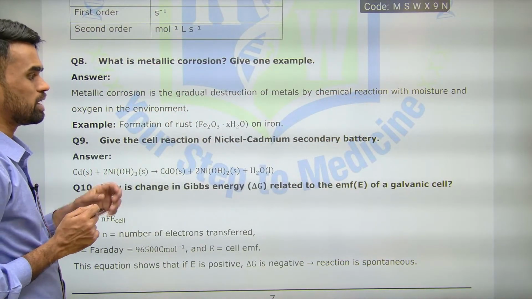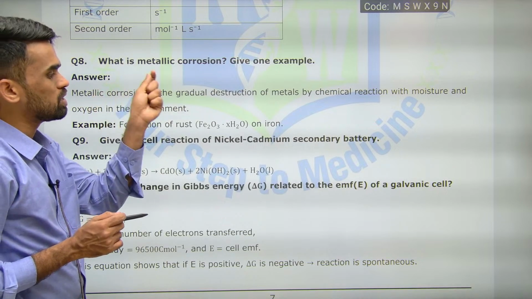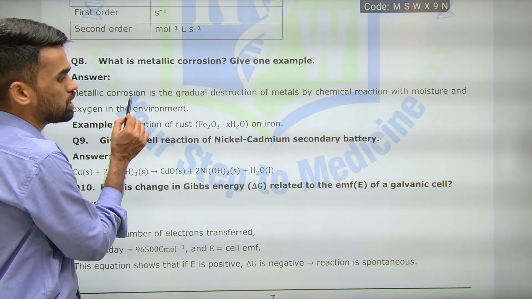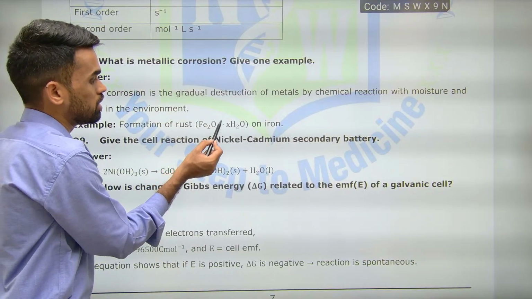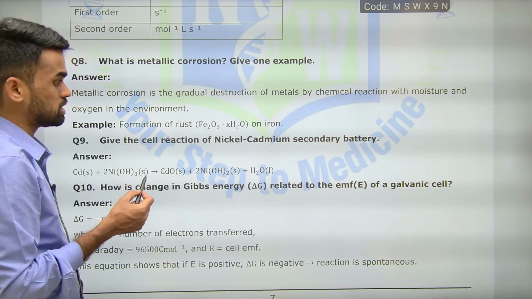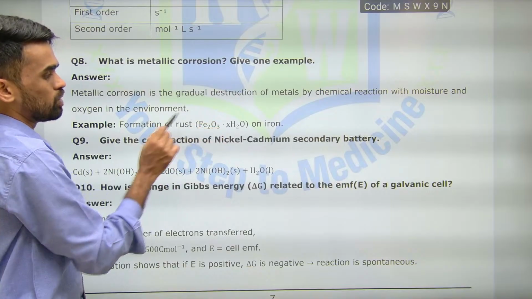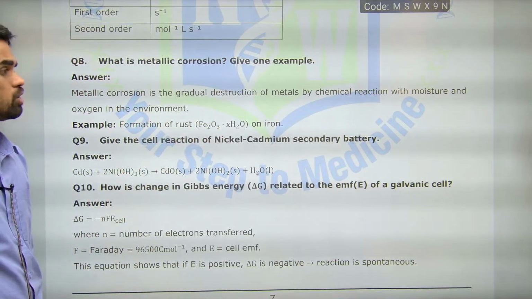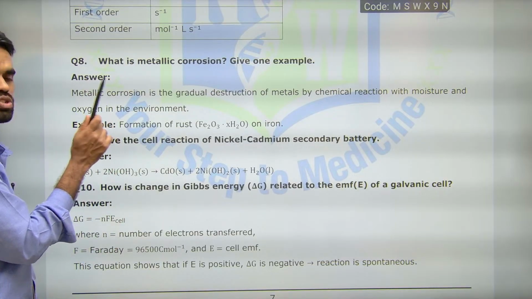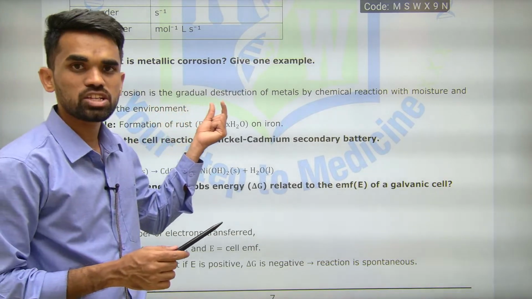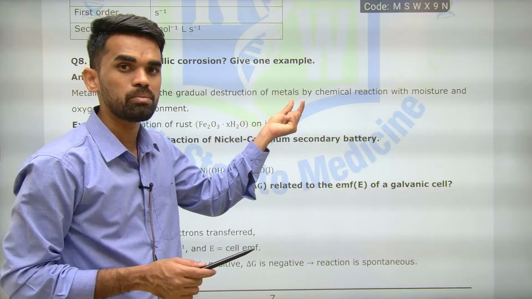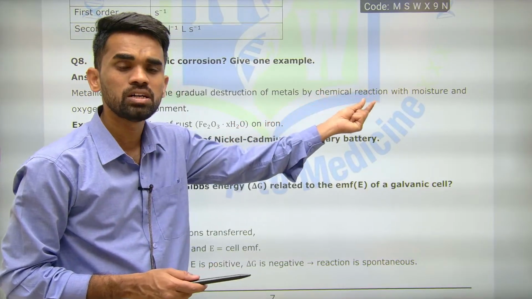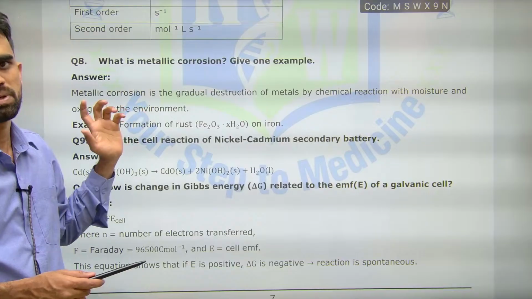For example, iron will form iron oxide, that is, Fe converts into Fe2O3·xH2O. This is called rust. What is the formula of rust? They will ask. Fe2O3·xH2O. Metallic corrosion is the gradual destruction of metals by chemical reactions with moisture and air in the atmosphere or in the environment.